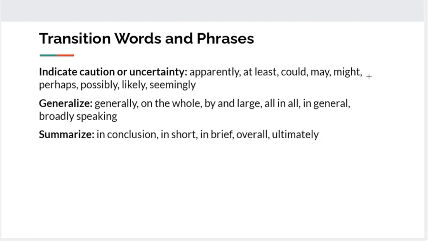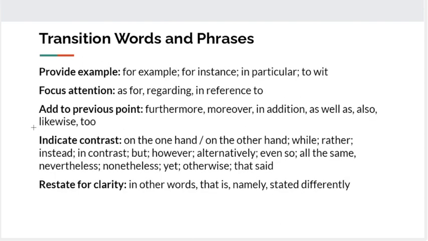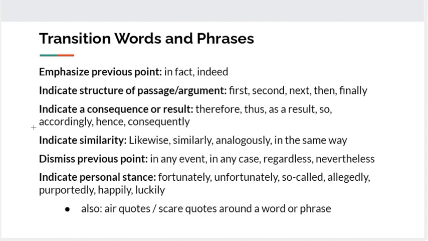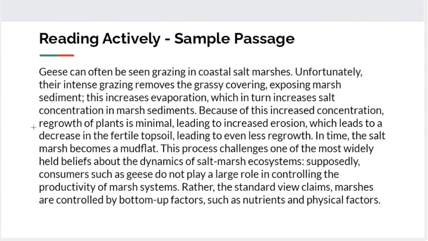If the author is generalizing, perhaps zooming out to make a broader point, they might use a word such as generally or on the whole, by and large, all in all, in general, broadly speaking. And to summarize, they might use phrases such as in conclusion, in short, in brief, overall, ultimately. Now, you do not need to go back and memorize these lists. The idea is that these words or phrases serve as important signals to pay attention to as you're navigating your way through the passages. Now let's look at a sample passage and apply some of these ideas to it.